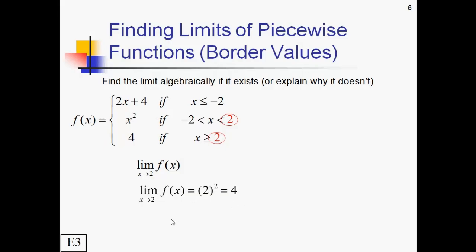And for the right-sided limit, as x approaches 2 from the right side, we're using this after rule here, which always just returns a value of 4 no matter what. Since 4 equals 4, since these match up, we can conclude that our two-sided limit is also 4.